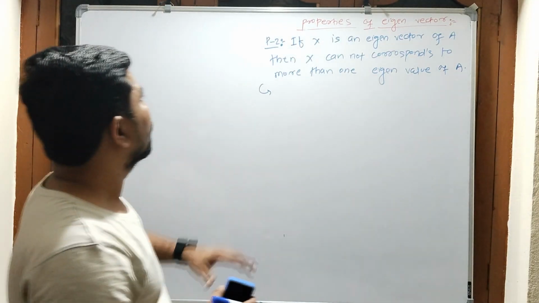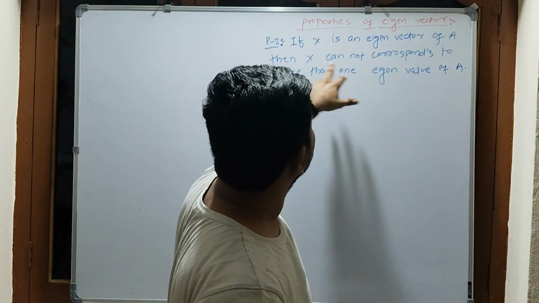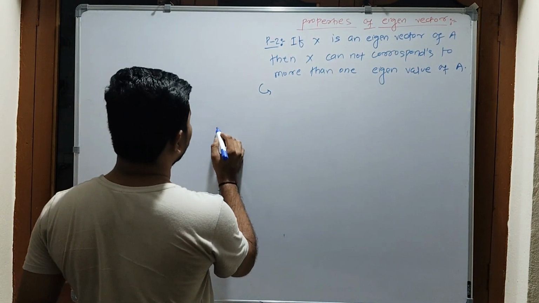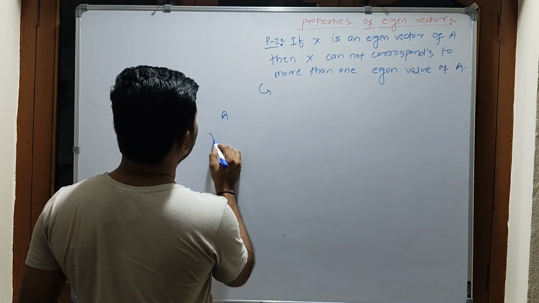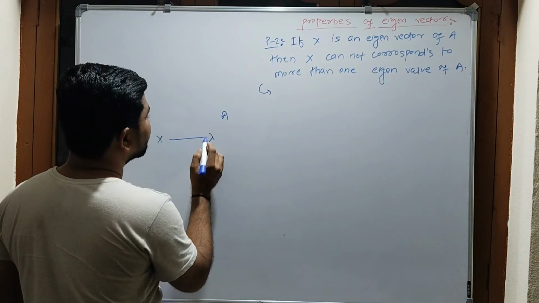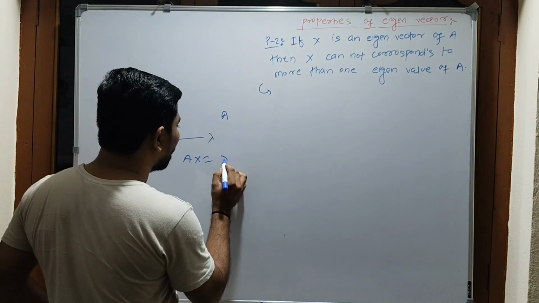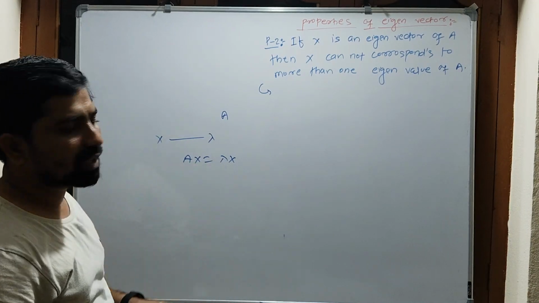Now the second property. If x is an eigenvector of a matrix A, then x cannot correspond to more than one eigenvalue of A. That is, let's say A is a matrix and lambda is an eigenvalue with x the corresponding eigenvector. If I write Ax equals lambda x, here lambda is the eigenvalue of the matrix with corresponding eigenvector x.